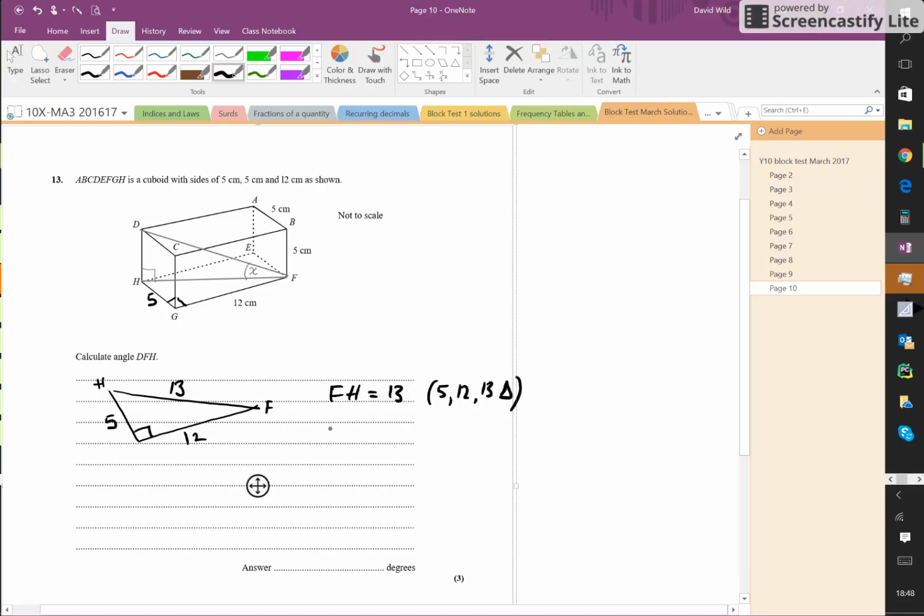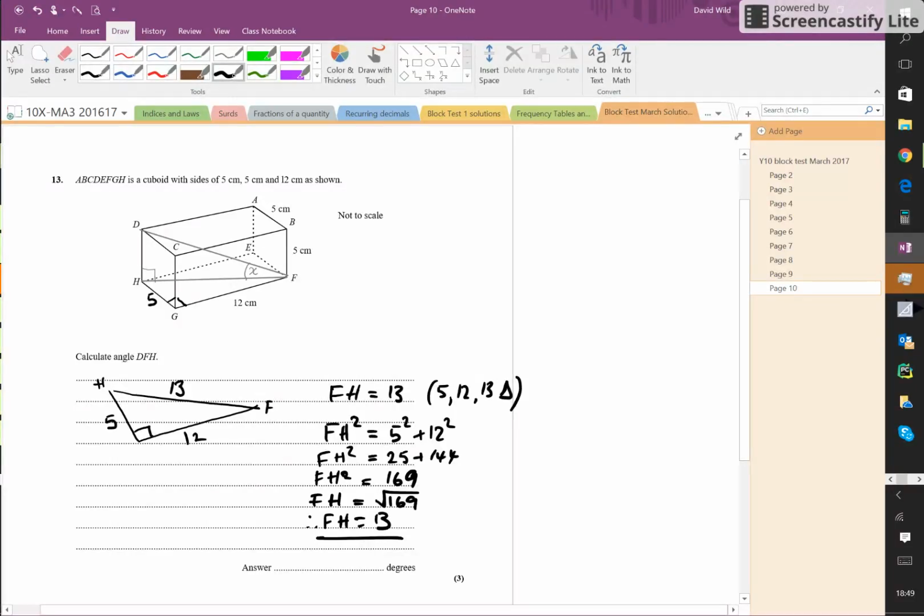If not, we would have to say that FH squared from Pythagoras is 5 squared plus 12 squared, so FH squared is 25 plus 144, so FH squared is equal to 169. So FH is the square root of that, ignoring the negative root. The square root of 169, so therefore FH is 13. Okay, but you can certainly save some time with Pythagorean triples there. So that tells me that this length here, FH, is 13.